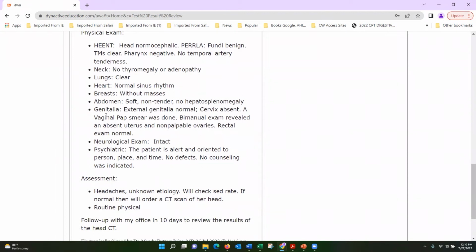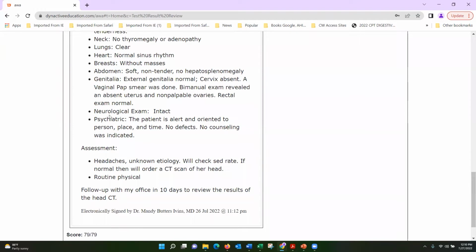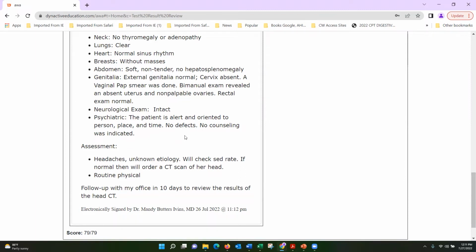So this is something we have to think about in our coding process, that he actually did a female examination as well. And what he identified here is that her cervix and her uterus is absent. And he also did a vaginal pap smear. Okay. Neuro was intact. Her psychiatric was, no counseling was indicated. She's alert and oriented to person, place, and time.